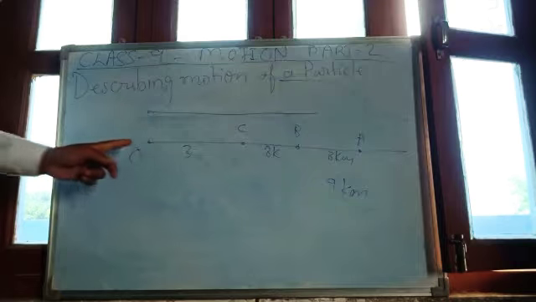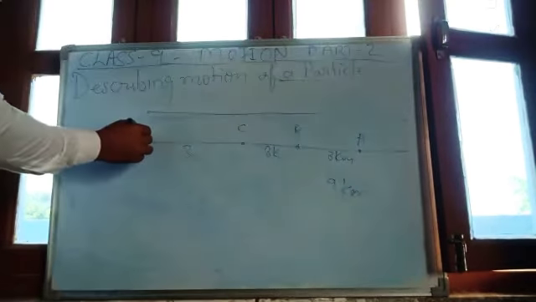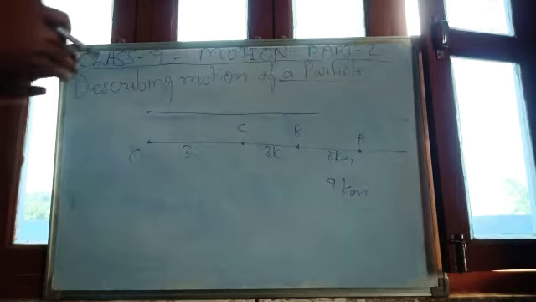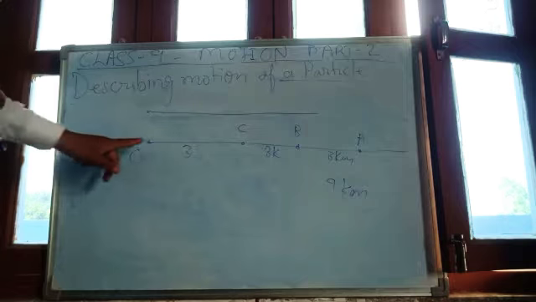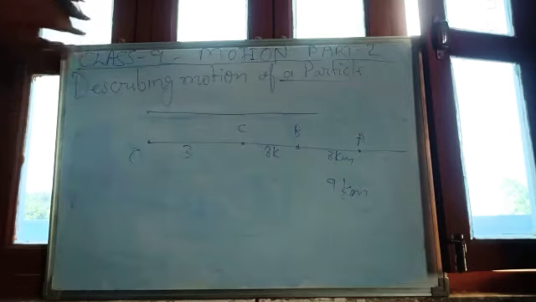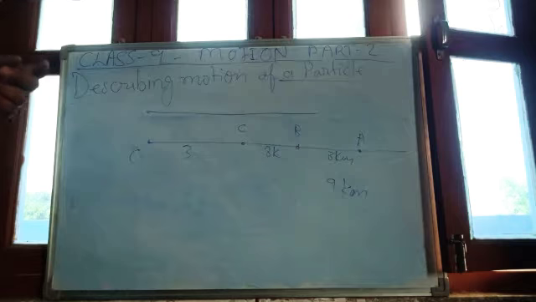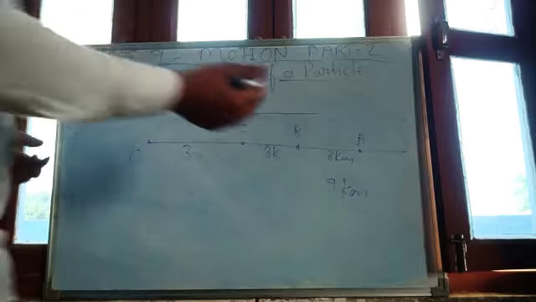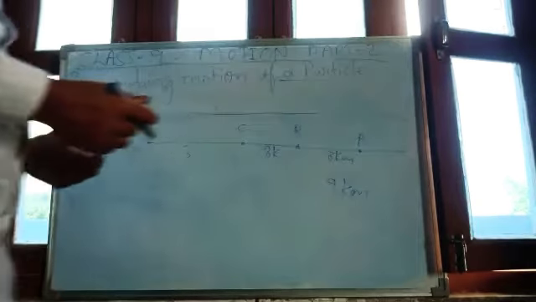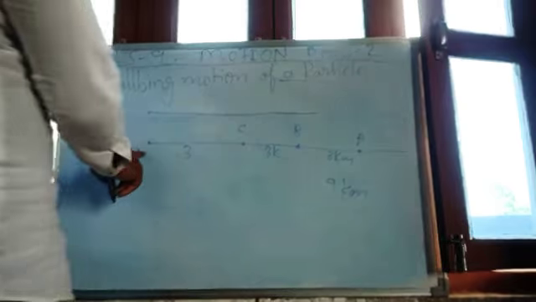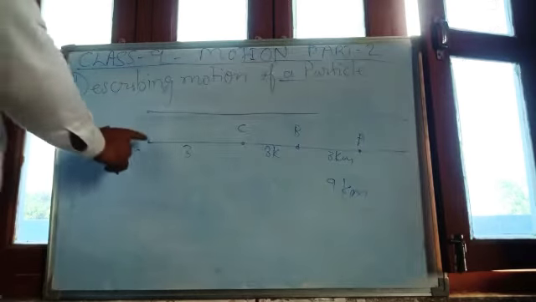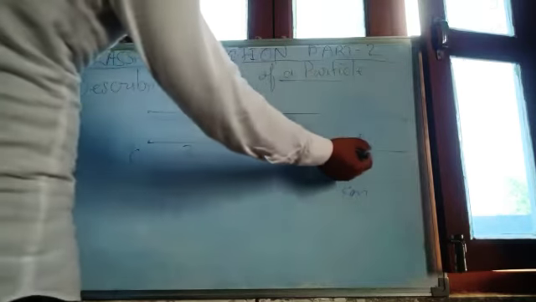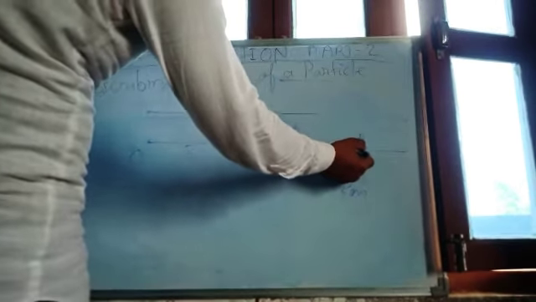Now the distance between the initial and the final position. I just want to clarify this. The point from which the motion starts is called the initial position, and the point where the particle stops is the final position. So this is the final position and this is the initial position. What is the distance between the initial and final position? That is 9 km.